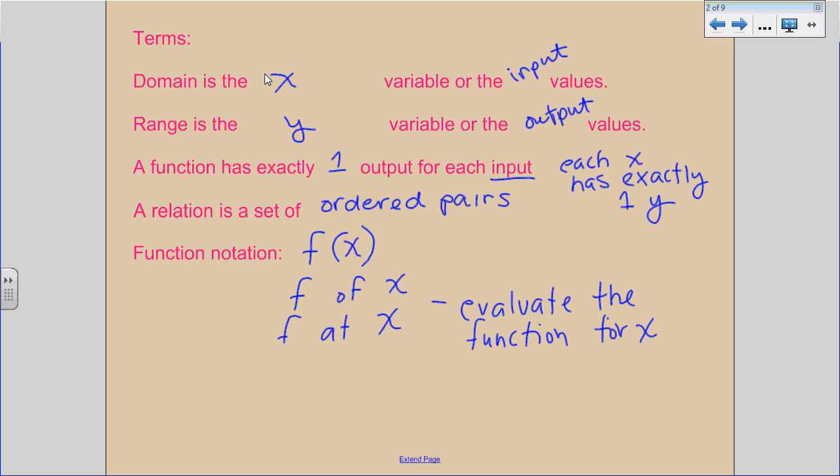So when you see f of 2, they're saying your input is 2, plug it into the function. When you see f of negative 4, they're telling you your input is negative 4, plug it in and evaluate the function. Evaluating means we're going to work it out following our order of operations.